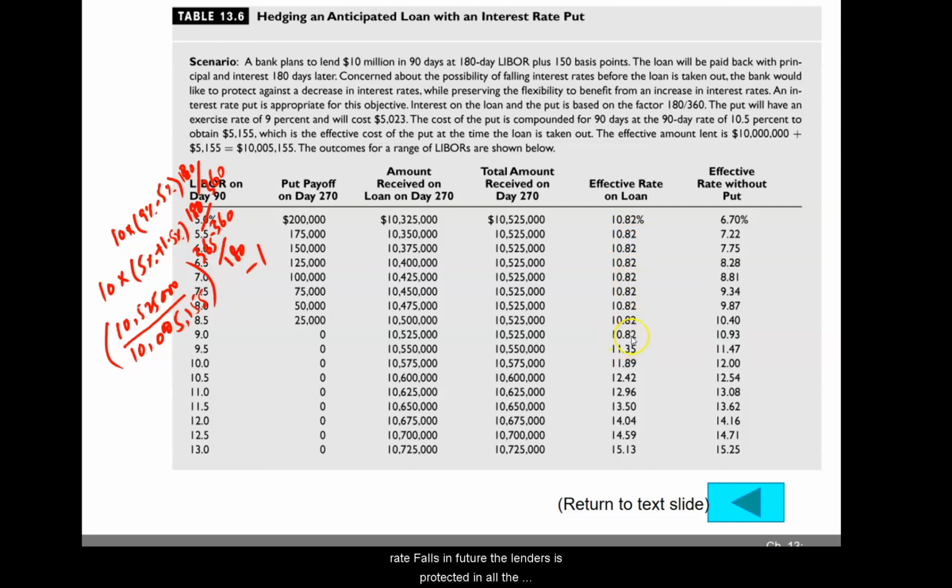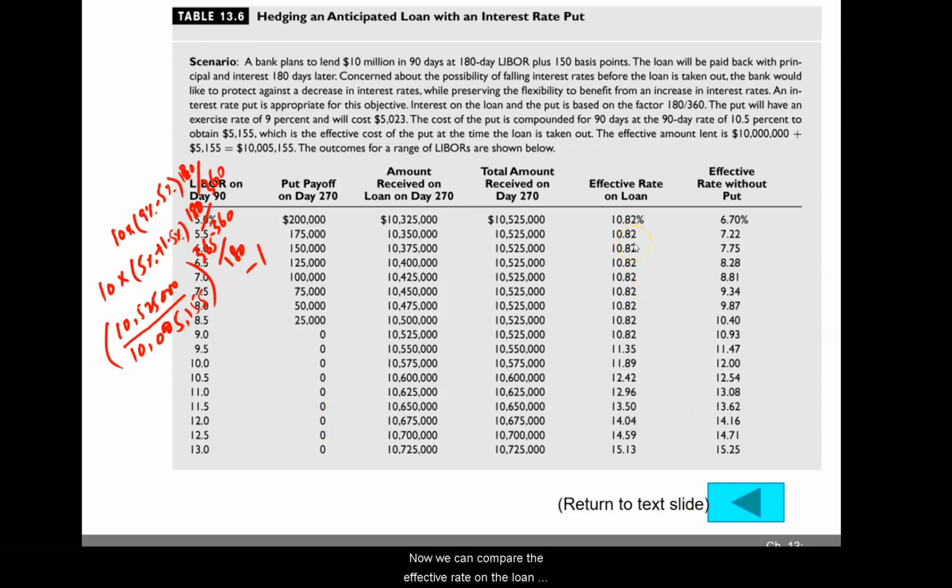So we see that when interest rate falls in future, the lender is protected in all the cases. However, if interest rate rise, the lenders participate in that and earn a higher interest rate.